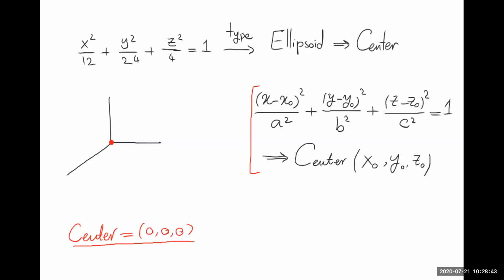The second thing is how much it extends in each direction. A squared is the denominator here, which is 12 in our case. So a is the square root of 12. We should point out that point on the x-axis. What is the square root of 12? Almost. What is the value of it? 3 point something, right? 3 point what? Does anyone know?